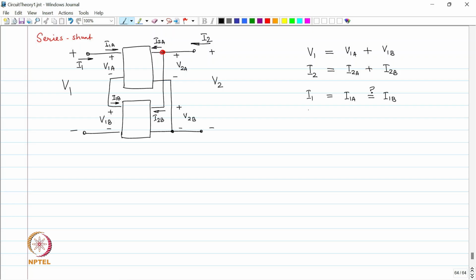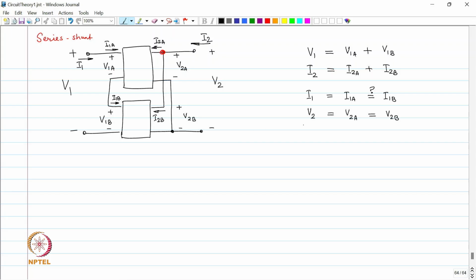And lastly, V2, V2A and V2B, what is the relationship? They are truly equal to each other. V2 is equal to V2A is equal to V2B. Done. So, there is a question mark, right. You have to be careful whether the question mark is correct or not, but otherwise everything is fine.